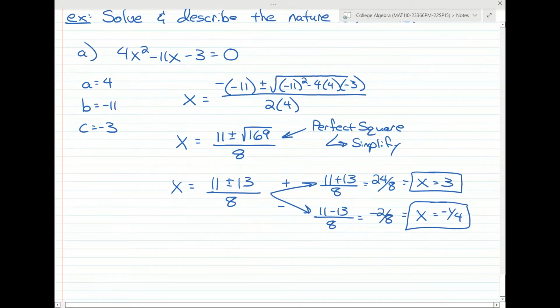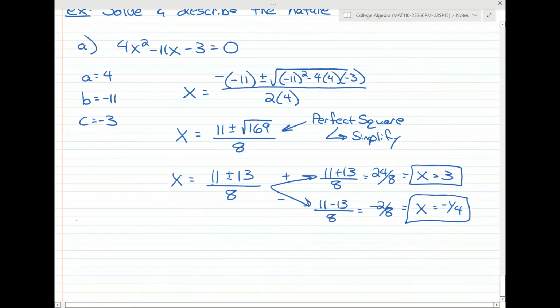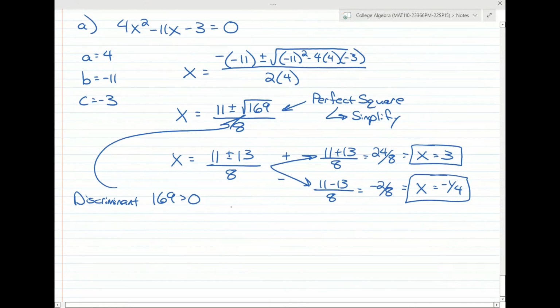Two answers, two real answers, because the discriminant is 169. The discriminant's the number inside the square root. That's bigger than 0, so this graph would look something like this. It would cross at 3 and negative 1/4. And that's what the graph would look like.